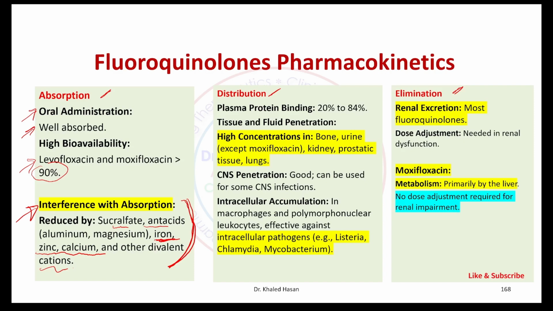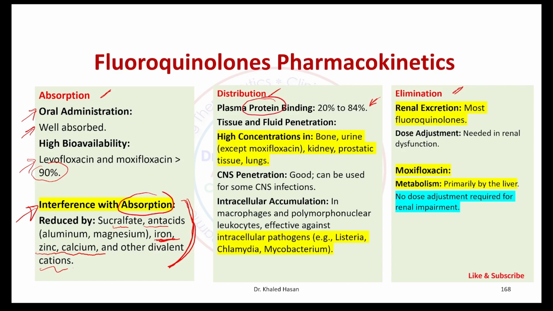Okay, distribution. Binding to plasma protein is 20 to 84%. This may not provide a lot of data, but we can discuss that if we have some other medication that may interfere with the same protein binding and may pose a risk of drug-drug interaction. So you have to keep this in consideration. You have to ask whether the patient takes any medication that interferes with the absorption of fluoroquinolones or the protein binding of the fluoroquinolones.